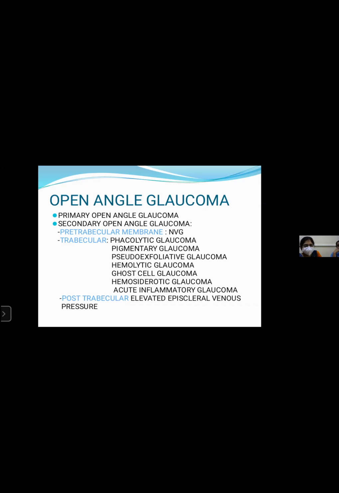The acute inflammatory glaucoma is a secondary open angle glaucoma where the trabecular meshwork is blocked with the inflammatory exudates. And there is a post-trabecular elevated episcleral venous pressure. Now the angle closure glaucoma.